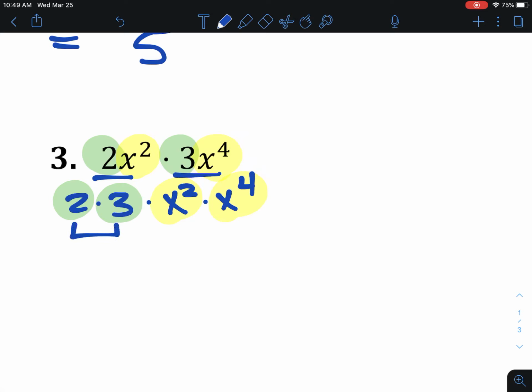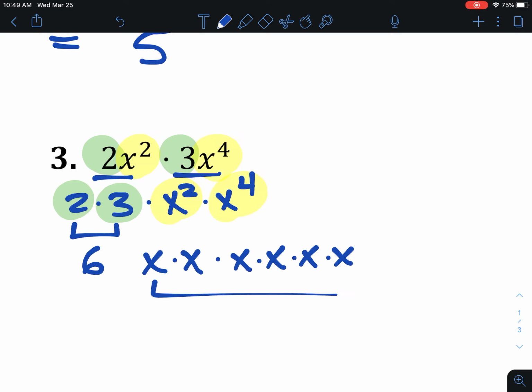Now we just multiply the way we know how. 2 times 3 is 6. And this is x squared, so x times x, times x to the 4th. Which again we can simplify by counting how many x's. Well, there are 6 of these, so it's x to the 6th, with a 6 in front, so 6x to the 6.